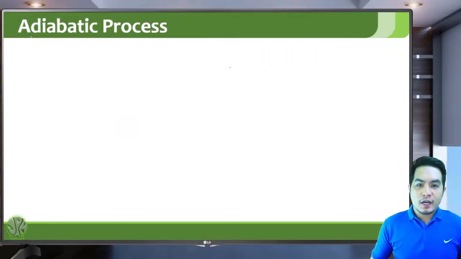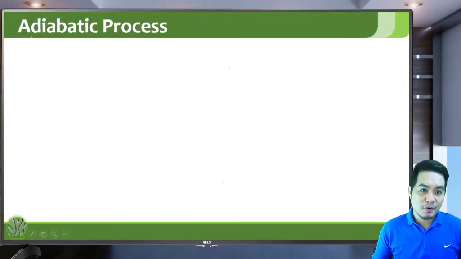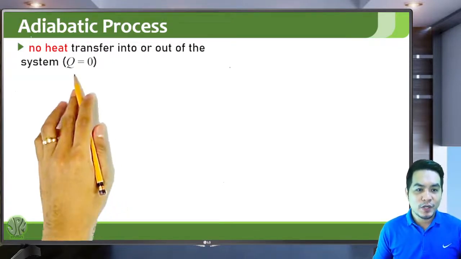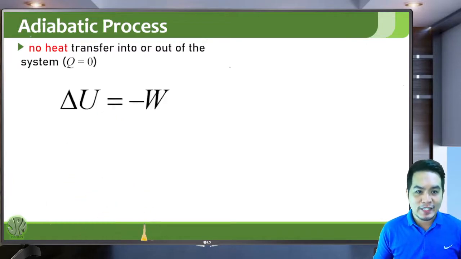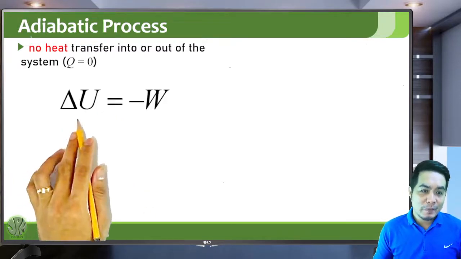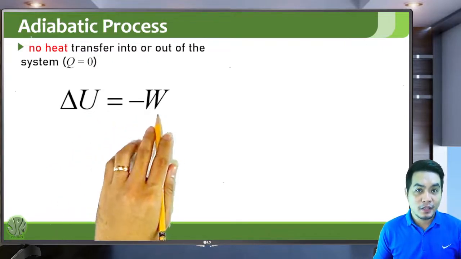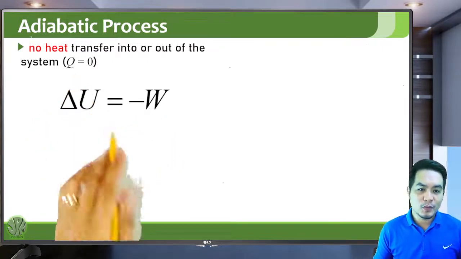So the first thermodynamic process that we will discuss is an adiabatic process. In an adiabatic process, no heat is transferred into or out of the system, meaning Q is equal to 0. In that case, the first law of thermodynamics becomes delta U is equal to just negative W, since Q is equal to 0.